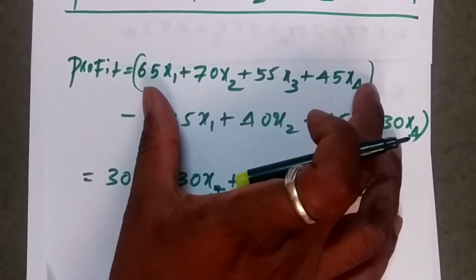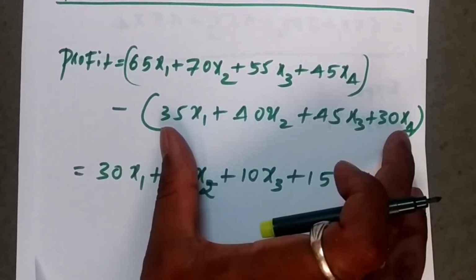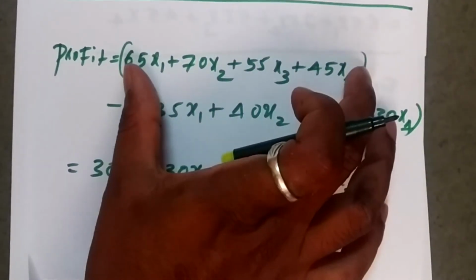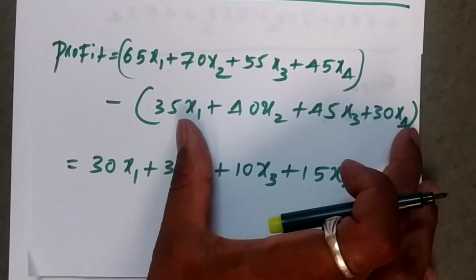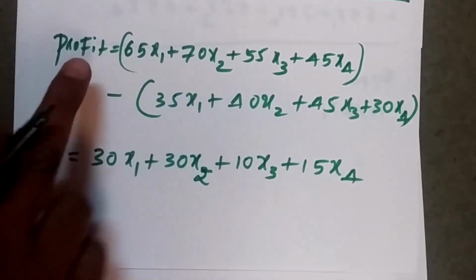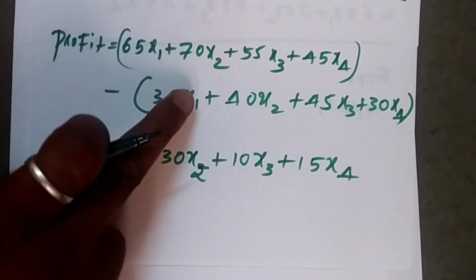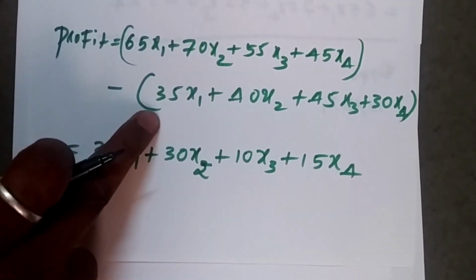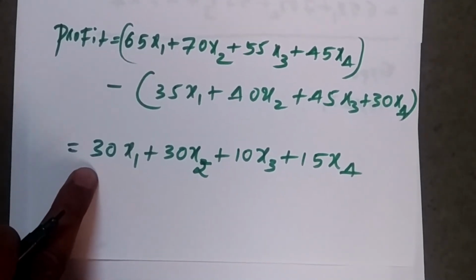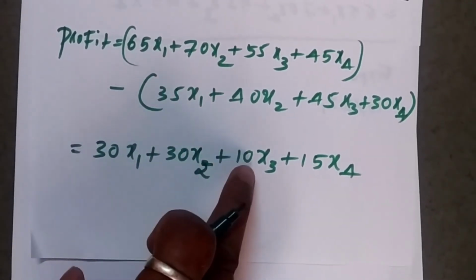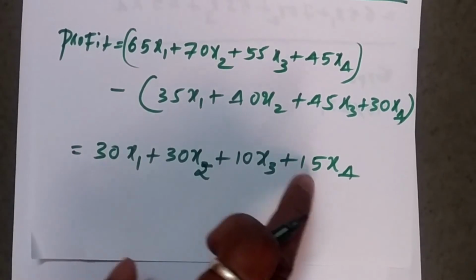Here it is, my total sale equation, and this is my total expenditure equation. Sale equation you have calculated, expenditure you have calculated. So we have to calculate the profit. It is sales minus expenditure. So after subtracting this, I'll get a profit equation as 30x1, 30x2 plus 10x3 and 15x4. So this is a profit.